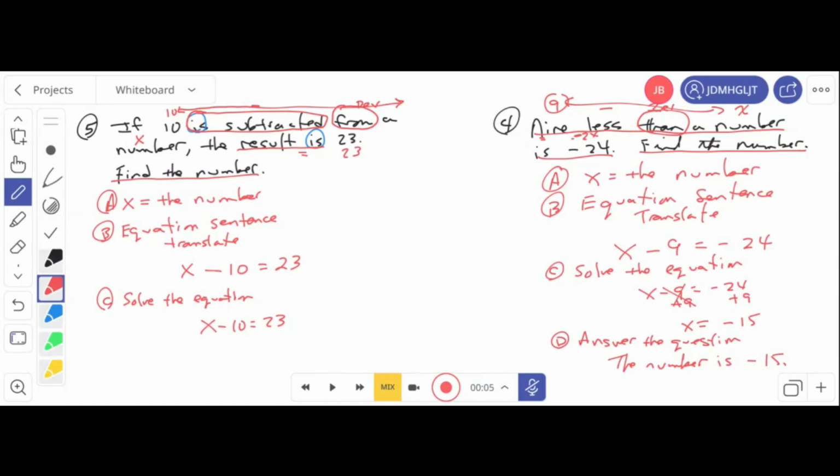Step 5, undo addition or subtraction. So I need to add 10 and add 10. The 10s add out. We're left with x. 23 plus 10 is 33. And then finally, answer the question. The number is 33.